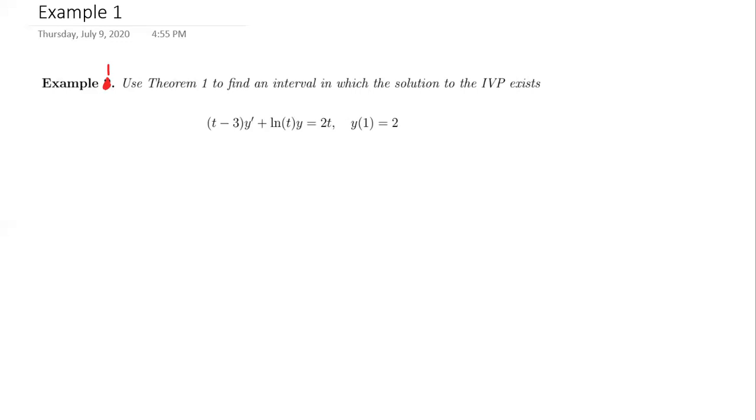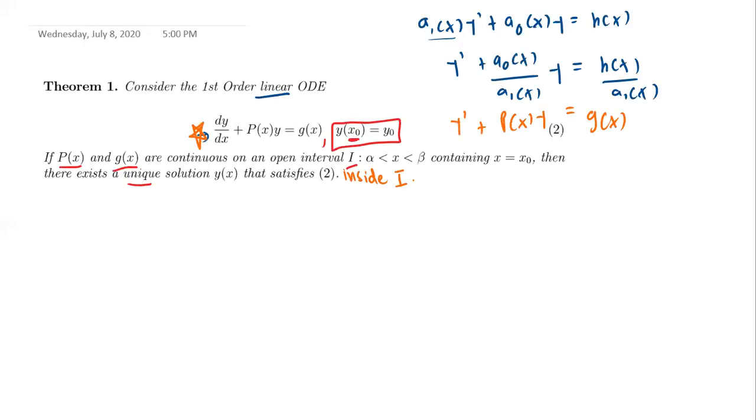Okay. So let's go ahead and use theorem 1. Use theorem 1 to find an interval in which the solution to this particular initial value problem exists. So we have an initial value problem. We have a first order ODE, and we have an initial condition. So by definition, that's an initial value problem. That's the differential equation. That's the initial condition.